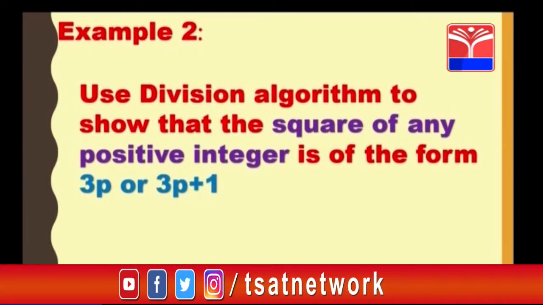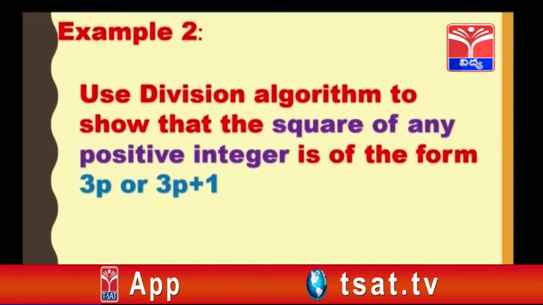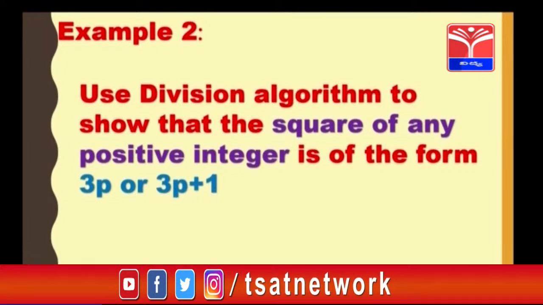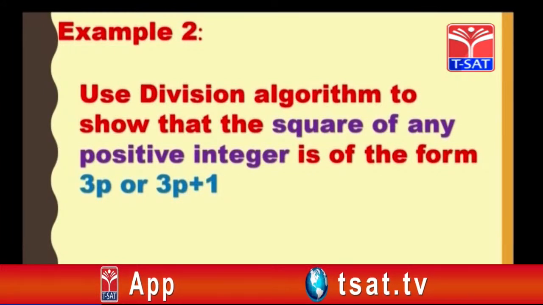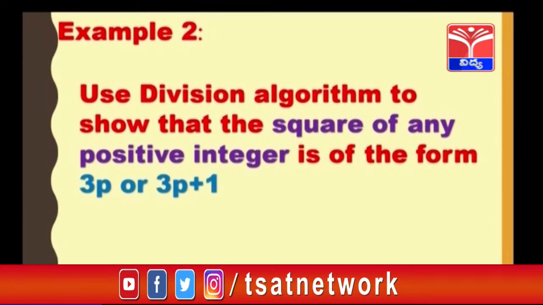Sometimes the question may be asked as use division algorithm, or sometimes as use Euclid's division lemma. Both are the same only. So whenever they ask like this, you should use the Euclid division algorithm or Euclid division lemma. So in this question we have: use division algorithm to show that the square of any positive integer is of the form 3p or 3p plus 1. Let us solve this problem same like the previous problem only. First visualizing, then using Euclid division lemma.